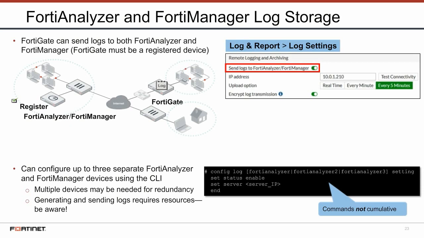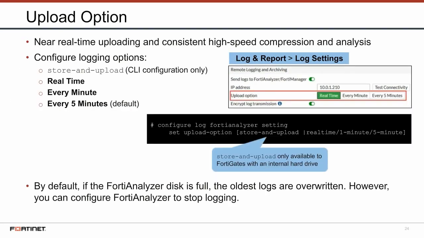Using the CLI, up to 3 separate devices can be added to increase redundancy for the protection of log data. The commands for the 3 devices are not cumulative. Generating logs uses system resources, so if FortiGate frequently creates and sends logs to multiple places, CPU and RAM usage increase. Note that the test connectivity function on the GUI will report as failing until FortiGate is registered on FortiAnalyzer or FortiManager, as it is not yet authorized to send logs.